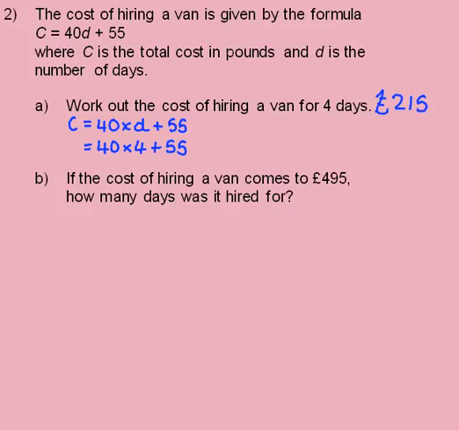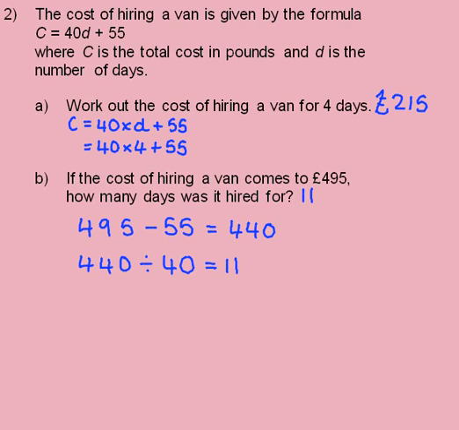£215. In this one, I know the cost is £495, and I know I've got to take the £55 off first. So 495 minus 55 is 440. Now I can divide by 40 to get the number of days. And I get 11. So the van was hired for 11 days.